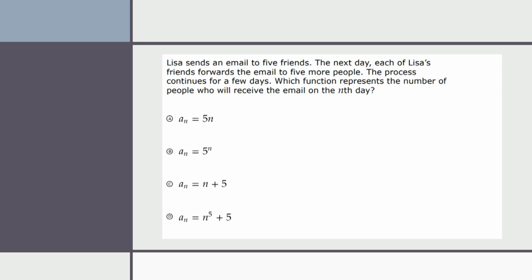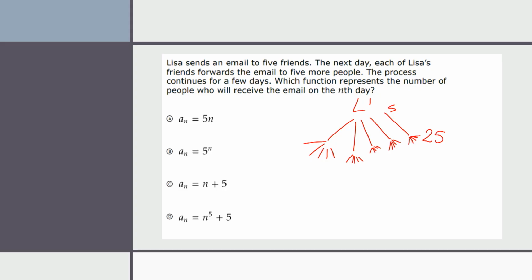Now, we know that Lisa sent to 5 people: 1, 2, 3, 4, 5. Each one of these people sent to 5 people: 1, 2, 3, 4, 5, and so on for each of them. So I go from 1 to 5 to 25.